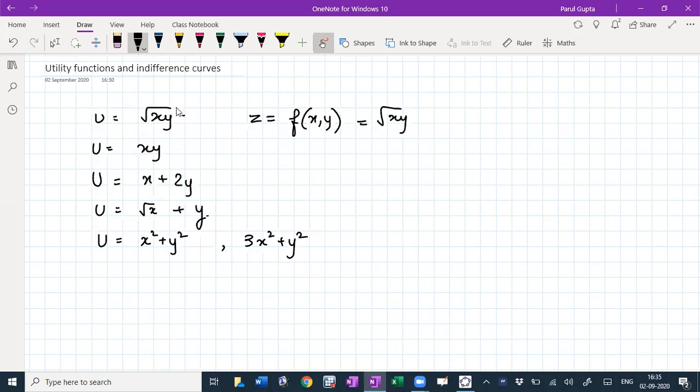Now first let us take a look at the three-dimensional shape of these functions, and hopefully by the end of that we will be able to appreciate the need for these indifference curves. Why is it that we can't work with utility functions? Why is it that we have to first translate them into indifference curves, and what will be the relation between the two? So let's look at that.